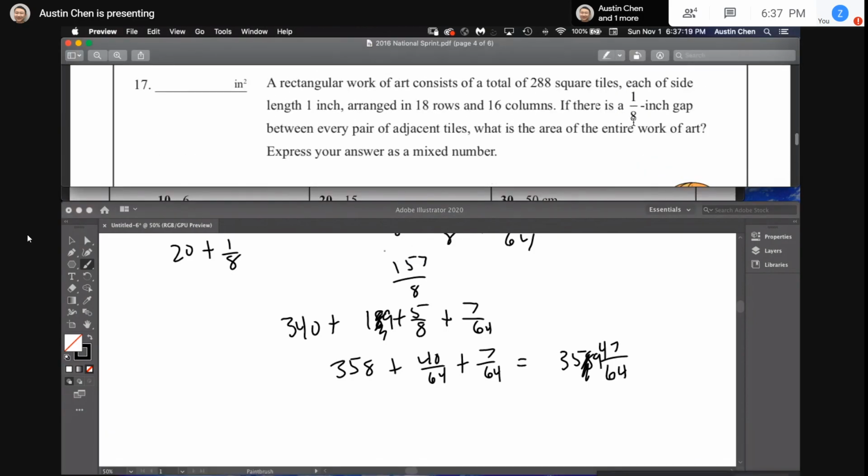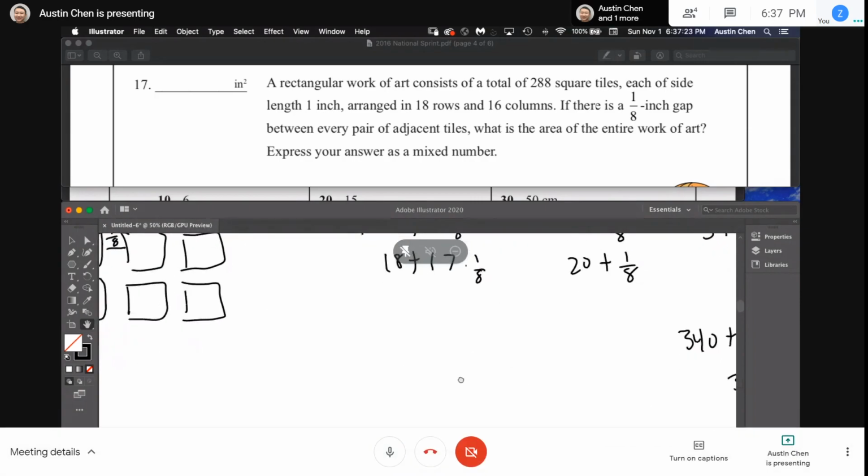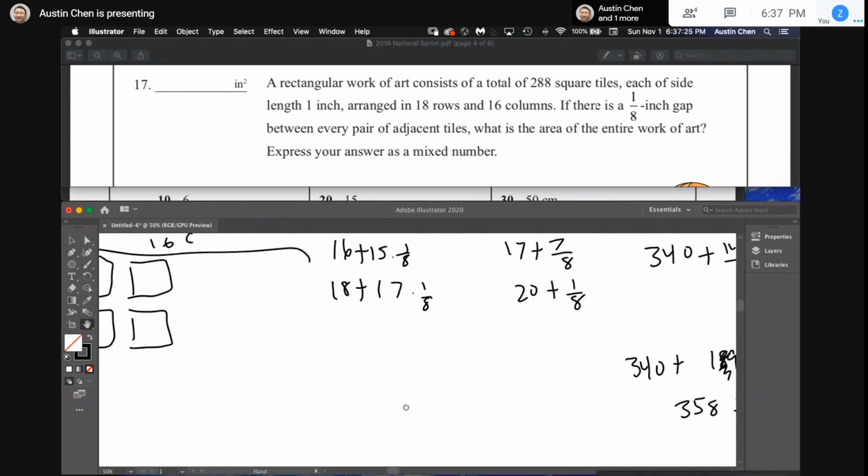Anything you want to say for that, Bill? I think that was a fairly simple problem. There isn't really anything to say about it. Yeah.